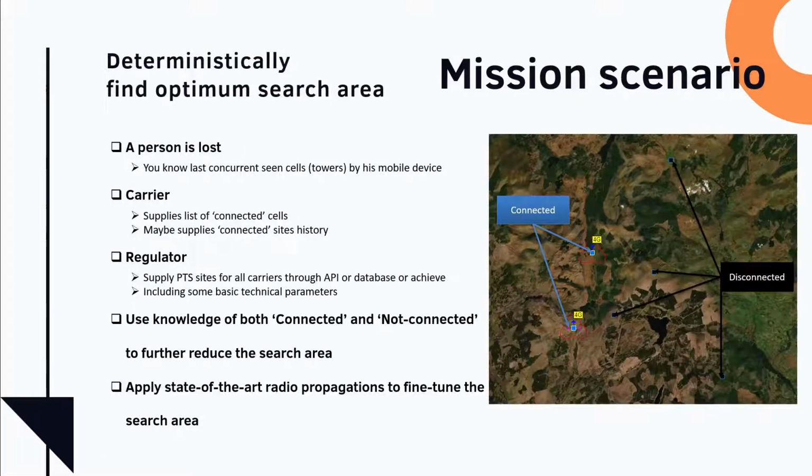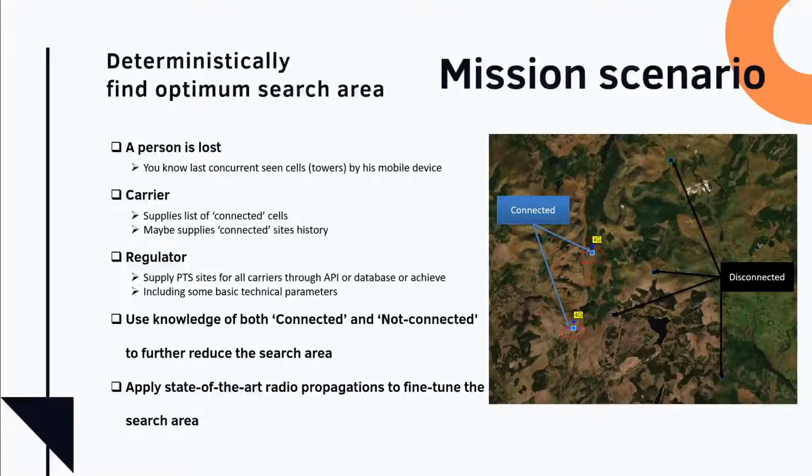So let's look at the scenario here. The scenario I have before me is there's a person lost, okay? It's a missing person. And all you know is the last connected seen towers or cells. So the carriers, for example, advise what is the cell ID or the cells ID of the last connected base stations. So this information is going to come very handy, of course, to do the analysis and then establish the search area.